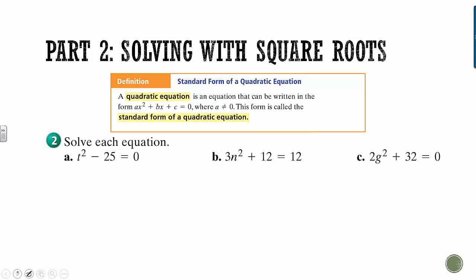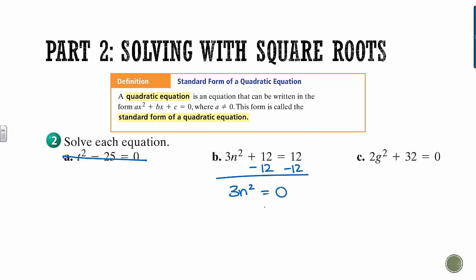So remember, when you're solving with square roots, some of the problems can get a little more difficult, but your goal is to get the squared thing by itself and then take the square root of both sides. So we're going to skip A because we just did problems like that, but let's look at B. If I want to solve this, I need to get n squared by itself. So I'm going to subtract 12 from both sides.